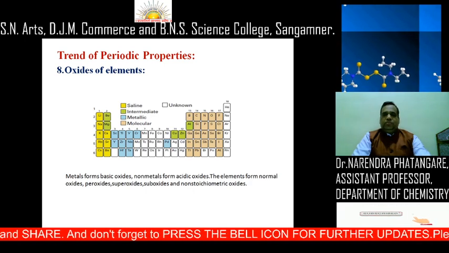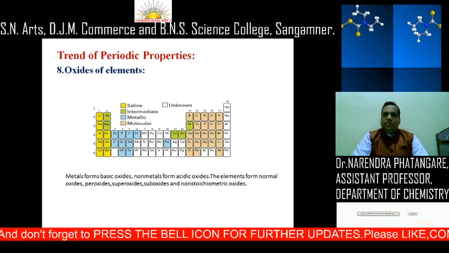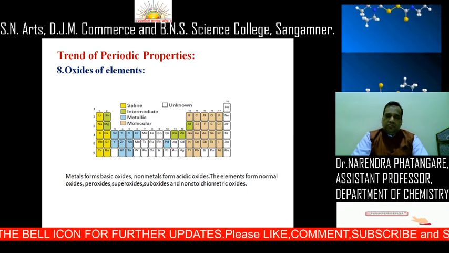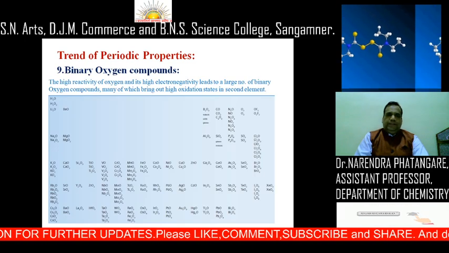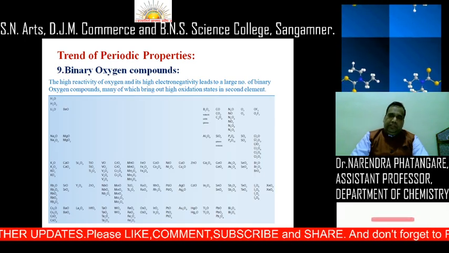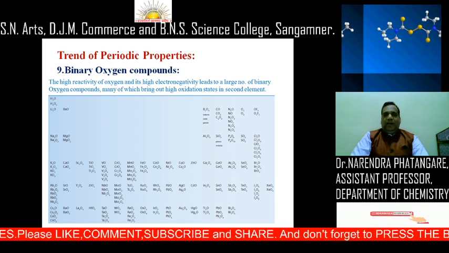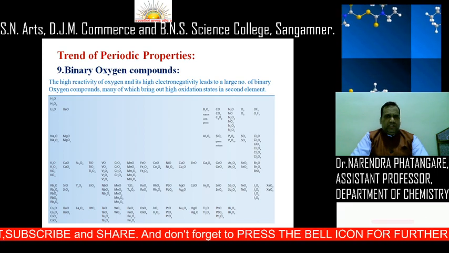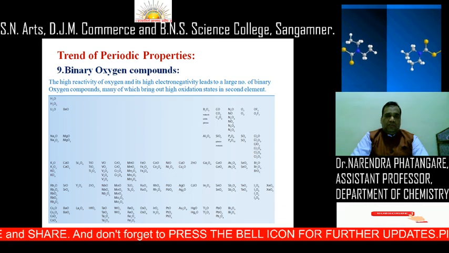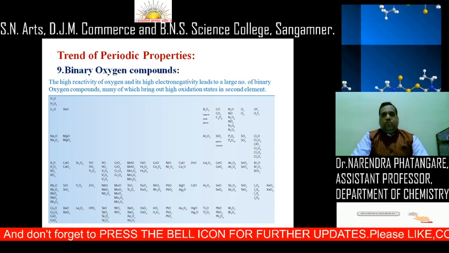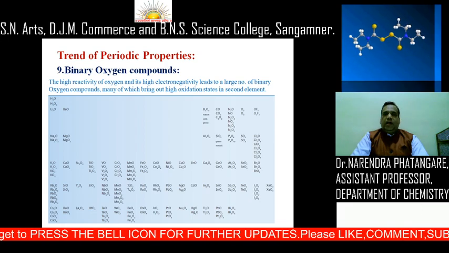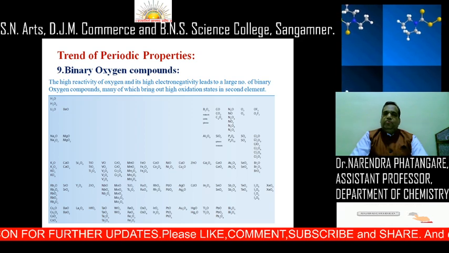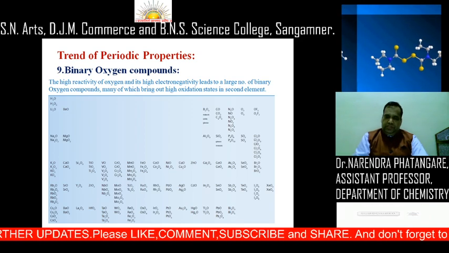Metals form basic oxides, non-metals form acidic oxides because of their property. The elements form normal oxides, peroxides, superoxides, suboxides, and non-stoichiometric oxides. Then binary oxygen compounds. This is a huge task to understand, and it plays a very important role in creating different types of questions for our competitive exams, and therefore this topic is so much important for us. The high reactivity of oxygen and its high electronegativity lead to a large number of binary oxygen compounds, many of which bring out high oxidation states in the elements.